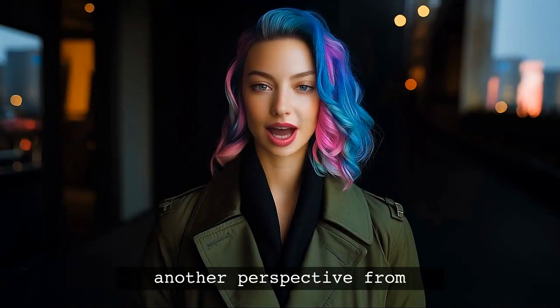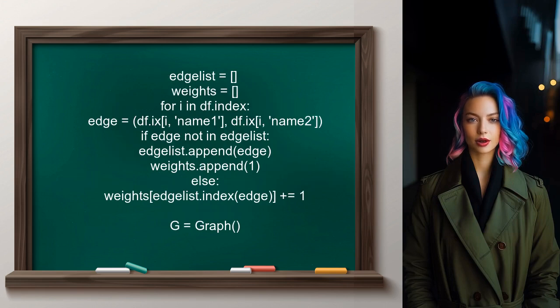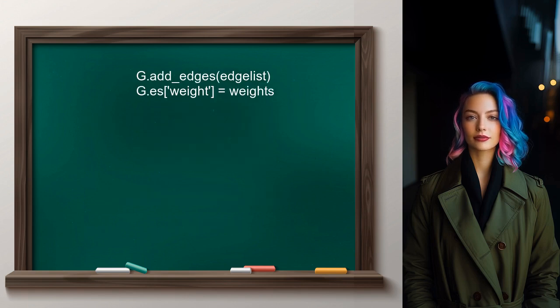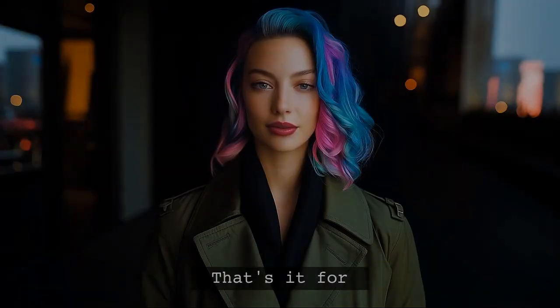Let's check out another perspective from a different user. This user suggests creating an igraph object from a Pandas DataFrame by first initializing two lists, one for edges and another for weights. They iterate through the data frame, checking for existing edges to avoid duplicates. If an edge is new, they add it to the edge list and set its weight to 1. If the edge already exists, they increment its weight. Finally, they create the graph and add the edges along with their weights. That's it for that response.